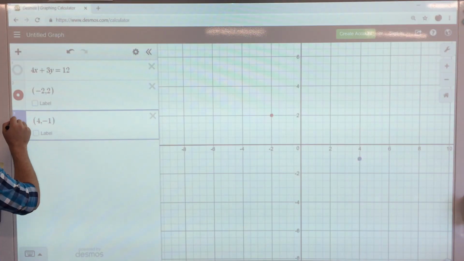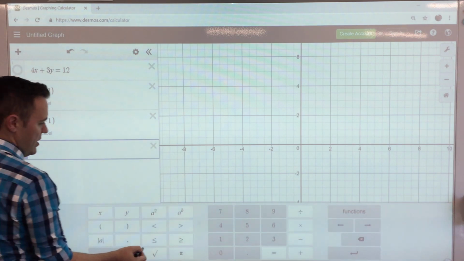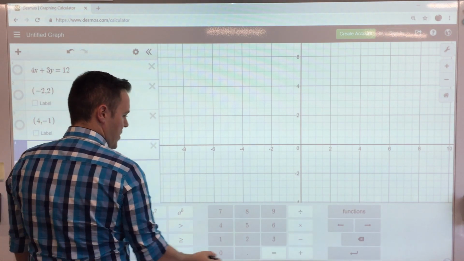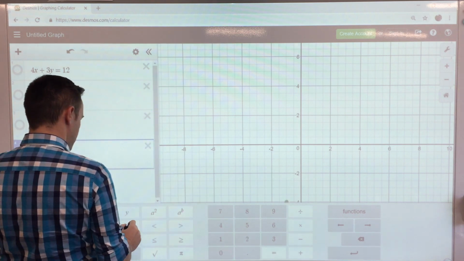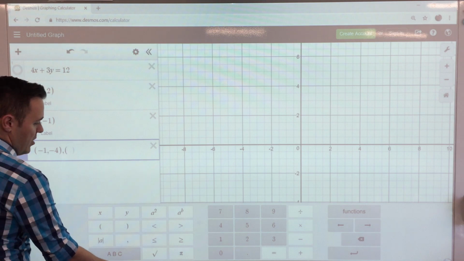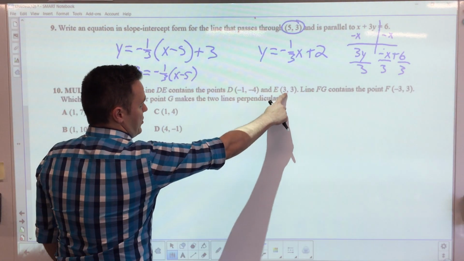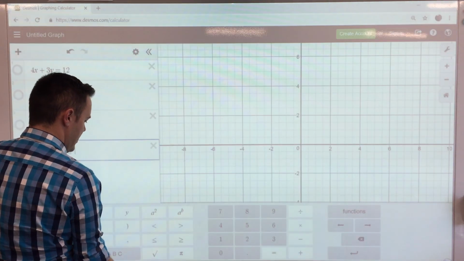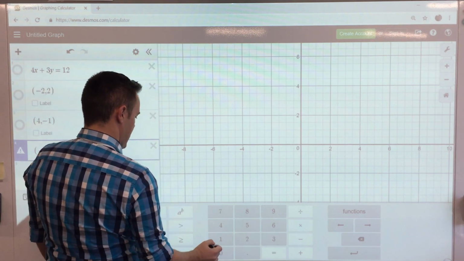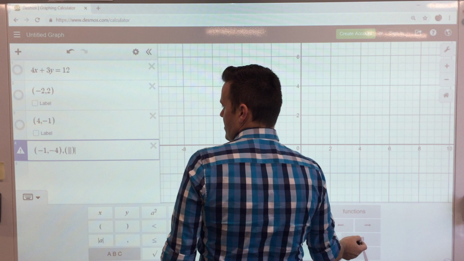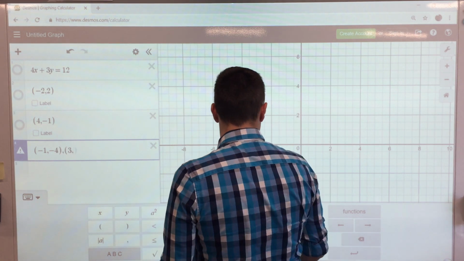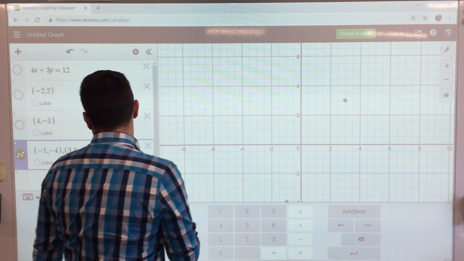If I go in here in Desmos, you would have a bracket of negative 1, comma, negative 4. Close that, and then comma, my other point. My next one is 3, 3. Okay, so I know on this one my point is 3, comma, whoops, it closed out. It's going to be 3, comma, 3. So there are my two green points.